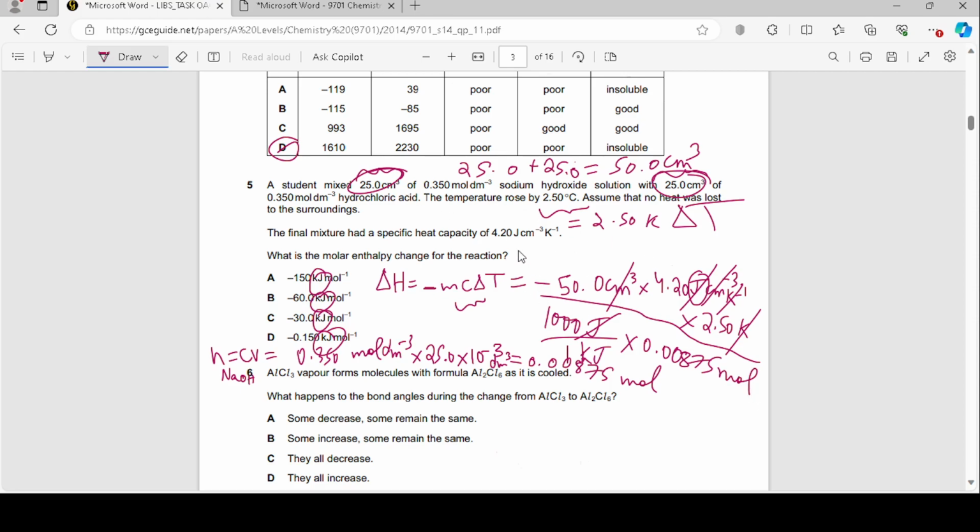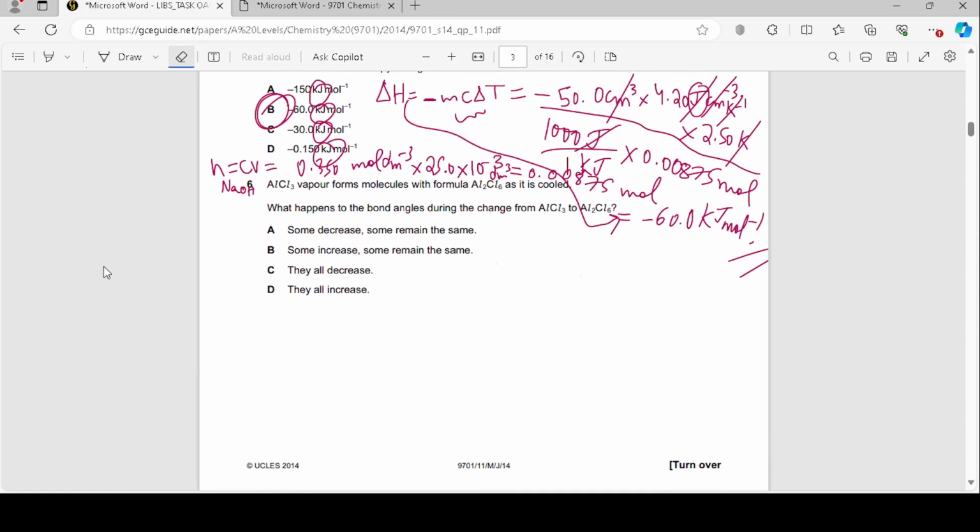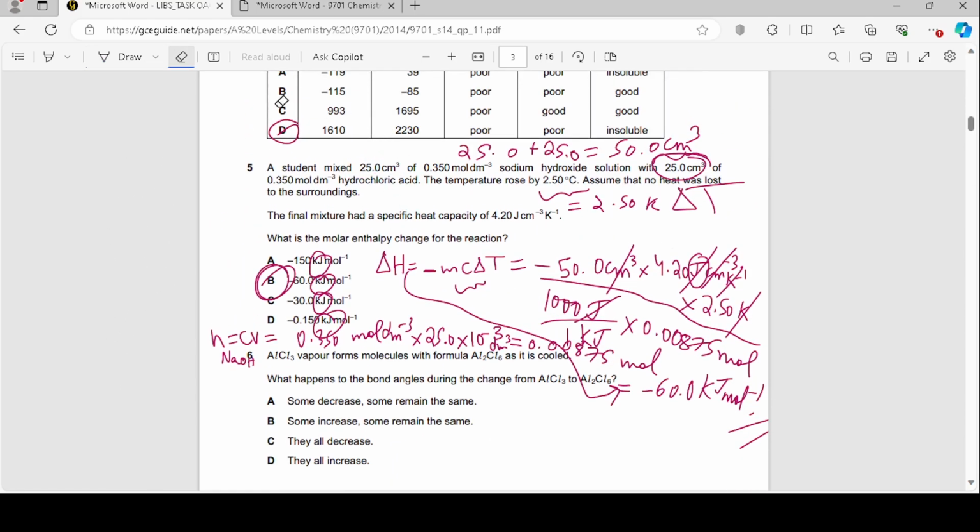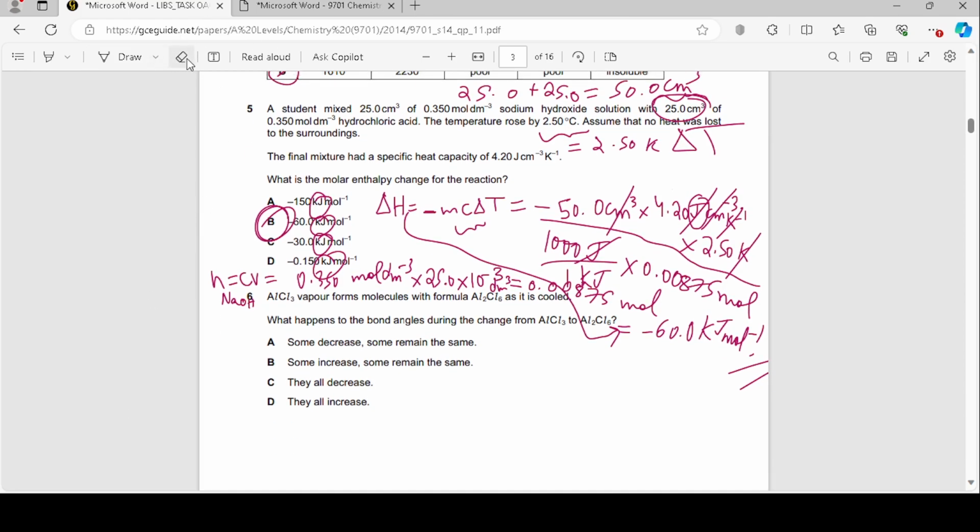Okay, so now let us use our calculators again and calculate this out. 0.20 into 2.50 over 1000 into 0.00875. Okay, so we get minus, should I make an arrow or something? But yes, minus 60.0 kilojoules per mole. All right, so that's the answer I get, and that is B. So then B must be my answer, unless you guys write in the comments that it is not. Then we'll figure it out. But yeah, B should be the answer. Okay, next question.